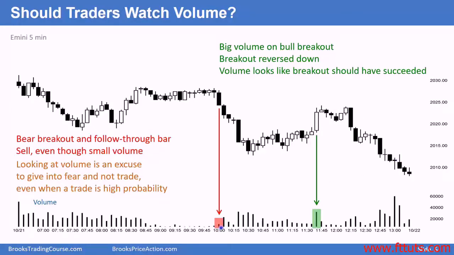So the volume was misleading on the bear breakout, talking you out of the trade. And the volume was also misleading on the bull breakout, convincing you that you should trade, that everyone's buying the breakout. And in fact, it was a failure. So I'm just using this slide to illustrate the reality that looking at volume is not going to make you any money. In fact, if anything, you'll end up losing money because you'll use it as an excuse to do something or to not do something that you should be doing.